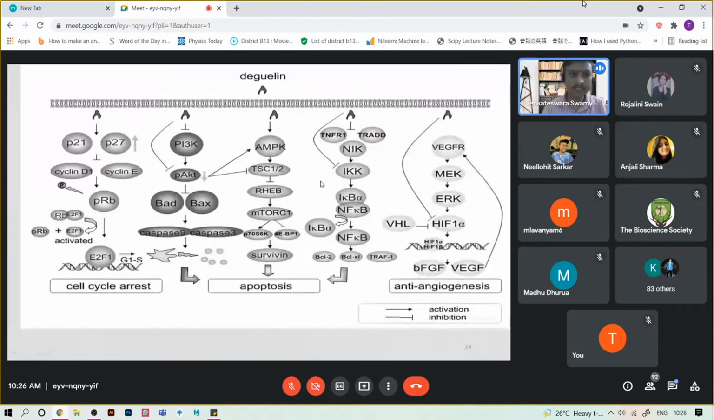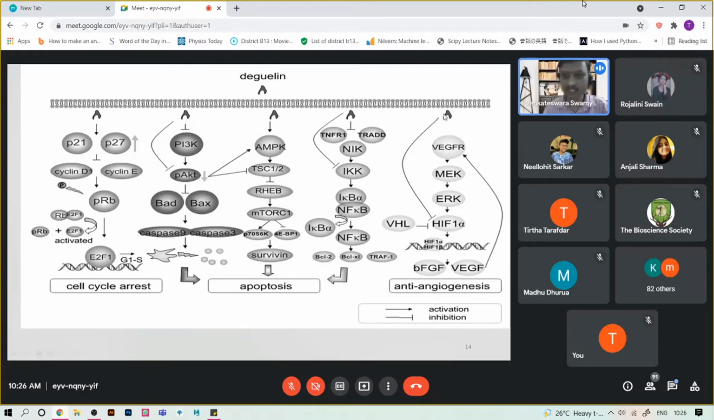For our research work, this is the basic paper which has been taken further. Now here we can see that degulin can bind on various pathways: one is cell cycle arrest, then apoptotic pathway proteins, and then the anti-angiogenesis pathway, where we can try to inhibit these cancer cells. If we assume that degulin is able to inhibit cyclin E and cyclin D, it can stop the cell cycle, so that we can stop cancer cell growth. In the same way, apoptosis and anti-angiogenesis.